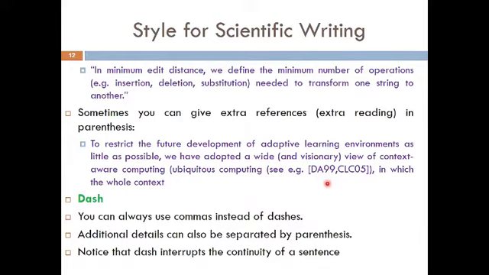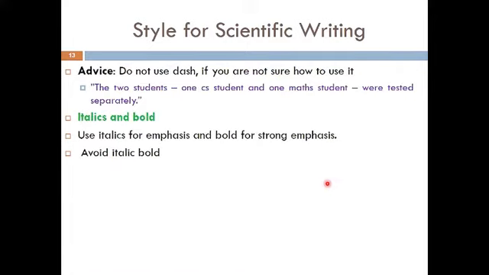Then we have what we call the dash as well. You can always use commas instead of dash, because sometimes if you use dash, you're using it for additional information as well. So additional details can also be separated by parentheses, so this can be used interchangeably. But the only difference is that dash normally interrupts the continuity of the sentence. For example, the 2 students, dash, 1 computer science student and 1 math student, were tested separately. Then you have italics and bold. Use italics for emphasis and bold for strong emphasis.